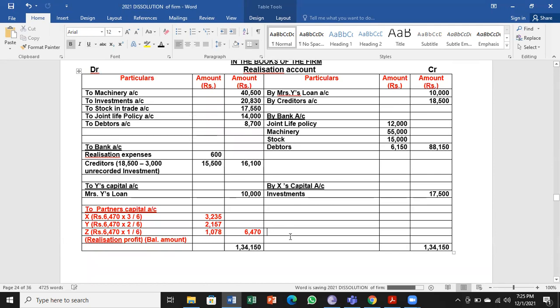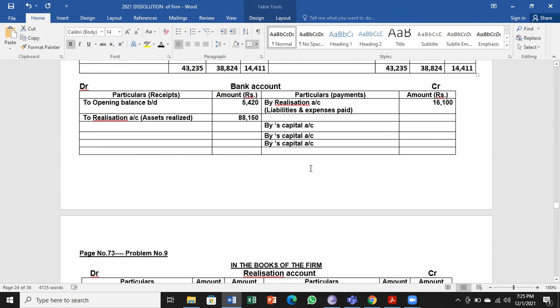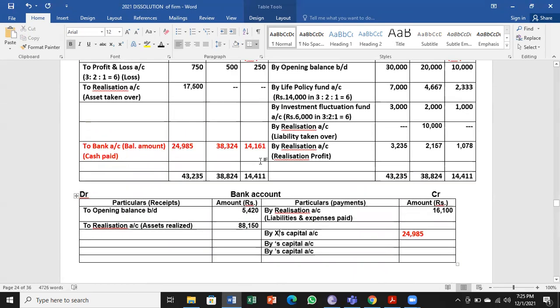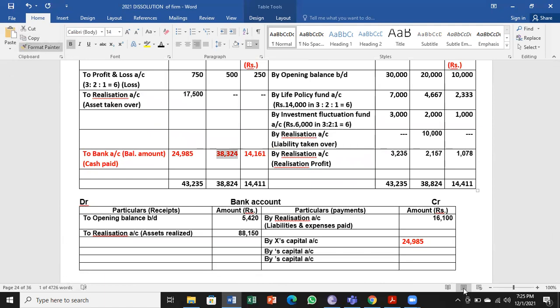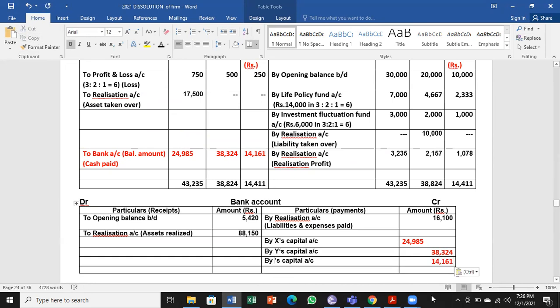We have transferred. Next, we have to check the capital accounts. In the entire capital account, we have only one bank account entry, that is the cash paid by the business. So we will take that. 24,985 paid to X. Then 38,324 paid to Y. Then 14,161 paid to Z.